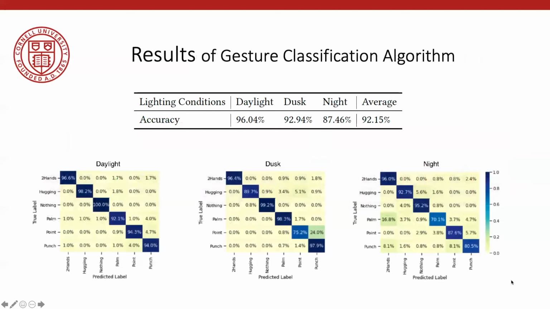Here shows the result of the test accuracy and the confusion matrix, separately reported for each lighting condition. It has the highest accuracy, 96% under daylight, 92% under dusk, and 87% under night. Overall, it can distinguish between the 6 gestures with relatively high accuracy, but is negatively affected by dimmer lighting conditions.